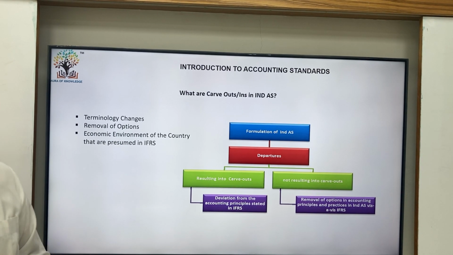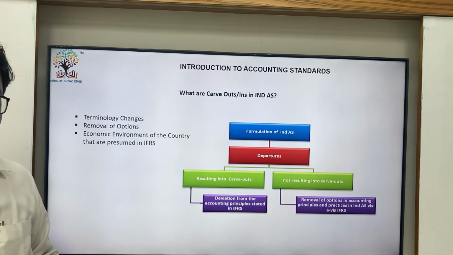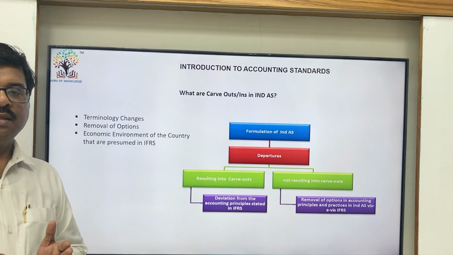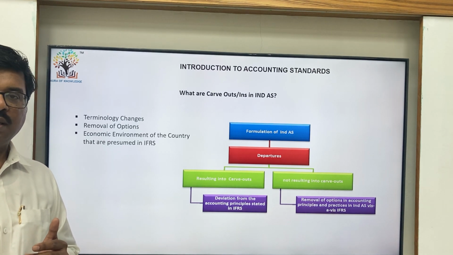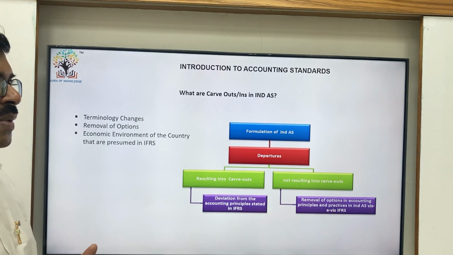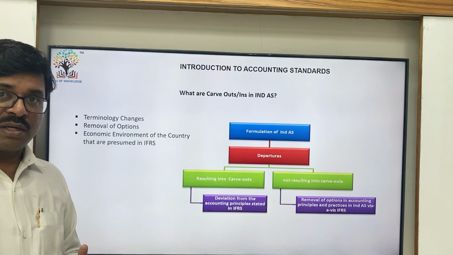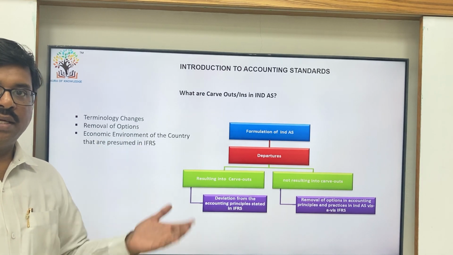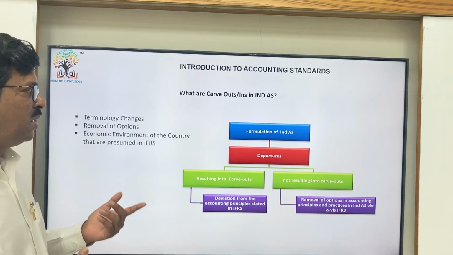What is a carve-out is, if they have given some procedure which has to be followed, but that particular procedure is not applicable to India, then they have removed that procedure and given a new procedure. In that case only it is called a carve-out. And what is a carve-in? Carve-in means there may be some additional disclosures or additional requirements which are not there in IFRS, but are required for Indian conditions. Then that is called a carve-in.